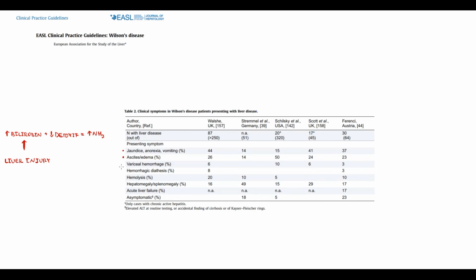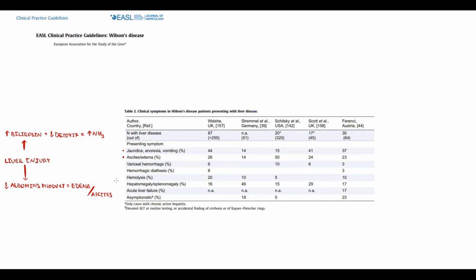The second symptom is ascites or edema. The reason is that with liver injury, the production of albumins decreases, and a decrease in albumin level will cause a decrease in oncotic pressure, which will cause edema and ascites. But there is also a second reason why ascites develops.